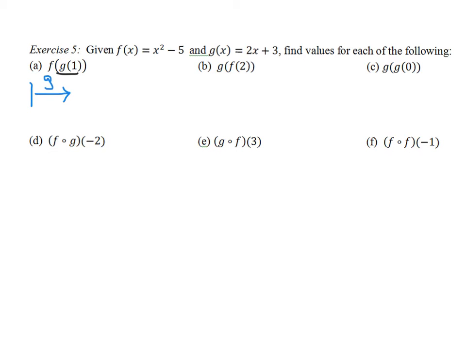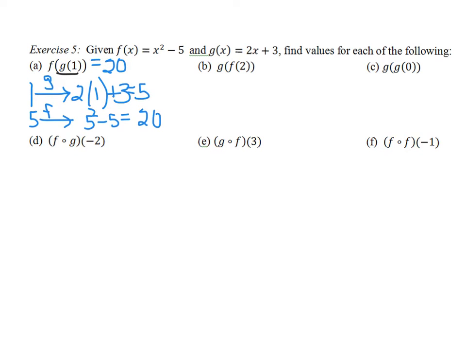We are going to put the input 1 into the inside function, g. So when we substitute 1 into g, do the calculation with me. 2 times 1 plus 3 gives me an answer of 5. Now, this number 5 then becomes the input for our outside function, f. We take 5 and we put it into the f function where we see an x. So we're going to say 5 squared minus 5. 5 squared is 25. 25 minus 5 gives me 20. So our composition answer would be equal to 20.